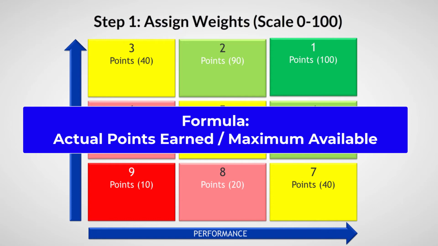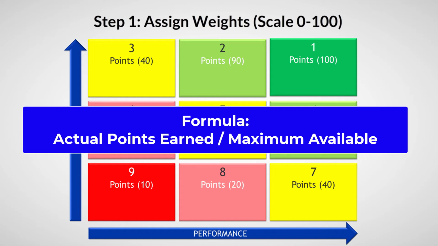The idea is that if you had 10 employees and they were all in box 1, then those 10 employees would get 100 points, and the maximum available would be 100. So the score would be 100. But let's say everybody lands in box 5, well, they're only getting 50 points, where the maximum available was 100, so the score would be 50 or 50%.